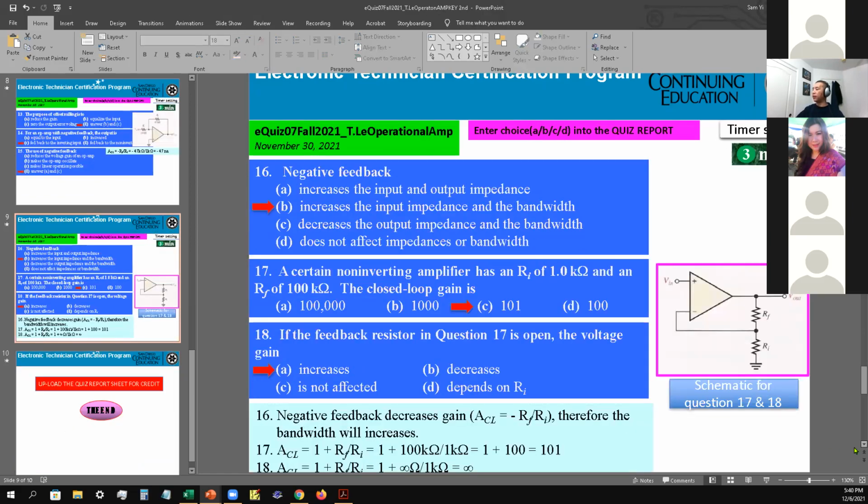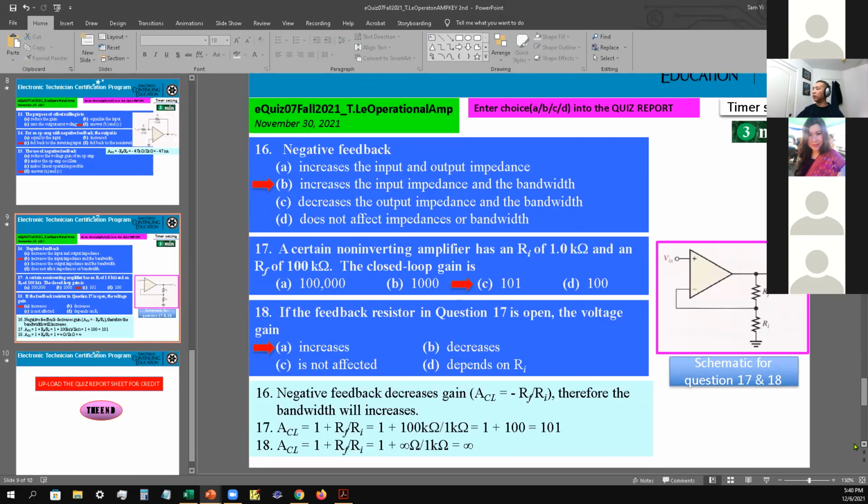So next thing is, let me scroll down just a bit. Okay. Number 16, the negative feedback. Negative feedback, like I said, increases the input impedance. Negative feedback decreases the gain, therefore the bandwidth would increase. So bandwidth increases, and therefore the input impedance would also increase. So the answer is B as in Bob for 16.